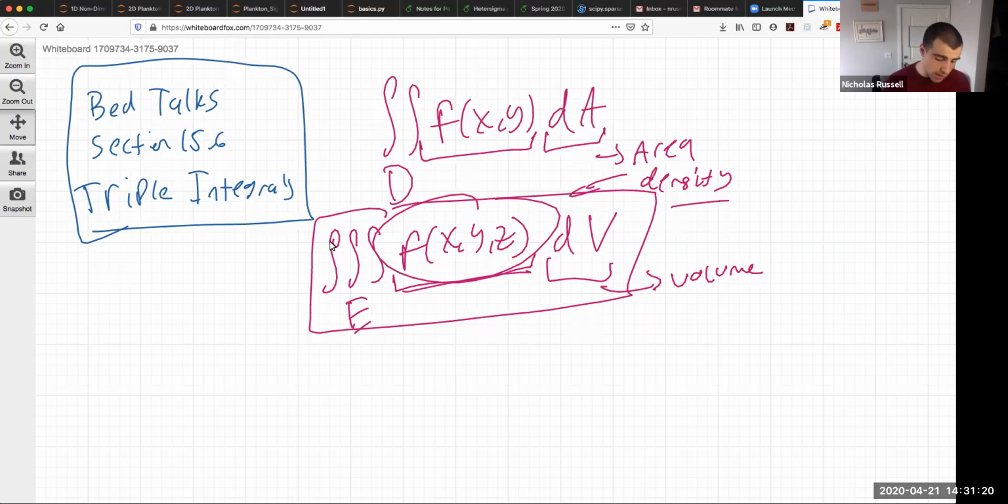And what we're going to do now, these next three sections are going to really talk about how we come up with different limits of integration. How can we figure out different ways to integrate this?